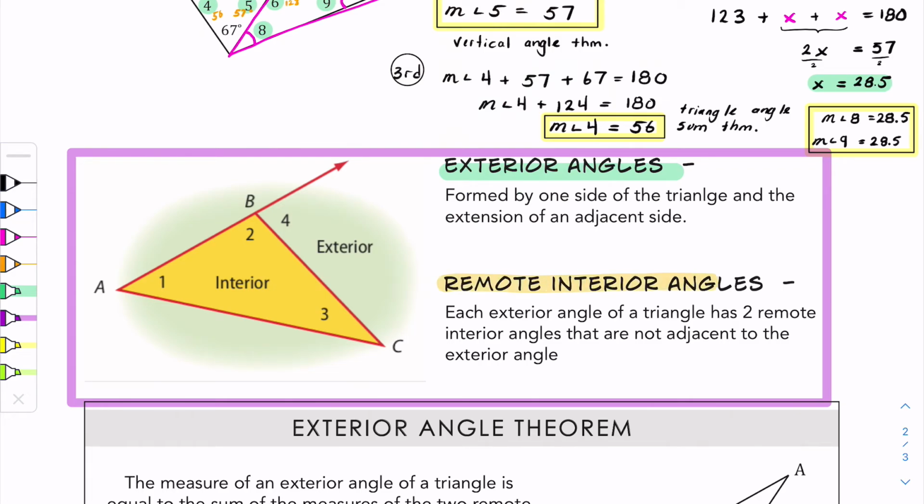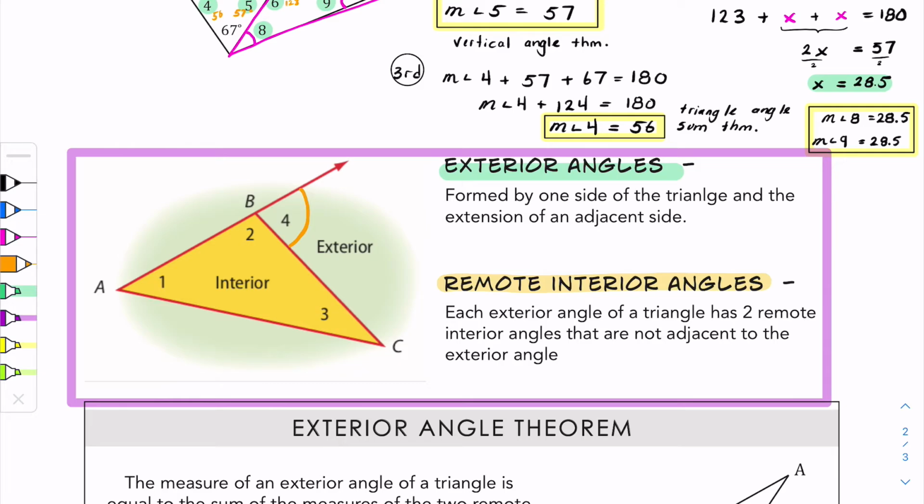We also have remote interior angles, and each exterior angle of a triangle has two remote interior angles that are not adjacent to the exterior angle. Okay, here's your exterior angle in my model. It's angle 4. Angle 2 is the adjacent angle, so that is not a remote interior. Your remote interior is going to be angle 1 and angle 3. It's the two angles that do not touch your exterior angle.